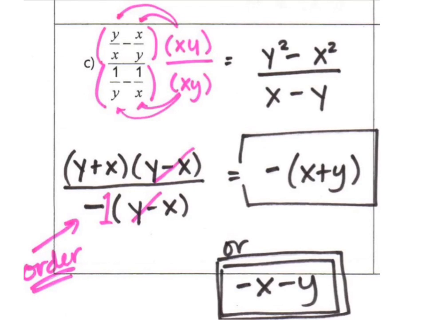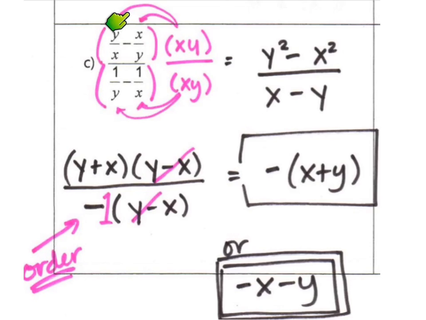In 2C, I need to clear the fractions, and so I look at all the denominators. I have two fractions here, with a denominator of x and a denominator of y. I look down here, and I've got two more fractions with a denominator of y and a denominator of x. So my common denominator of all those denominators is xy.